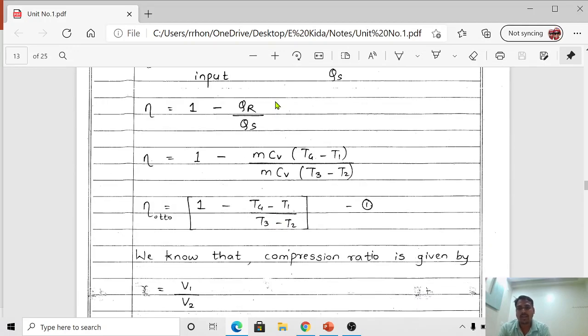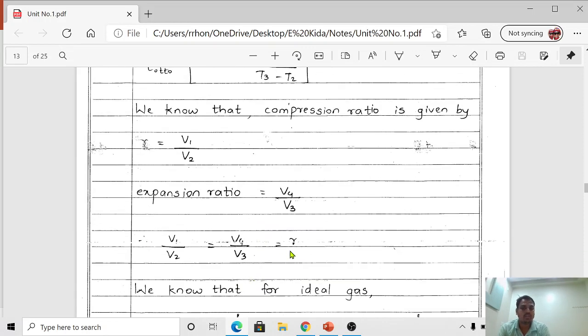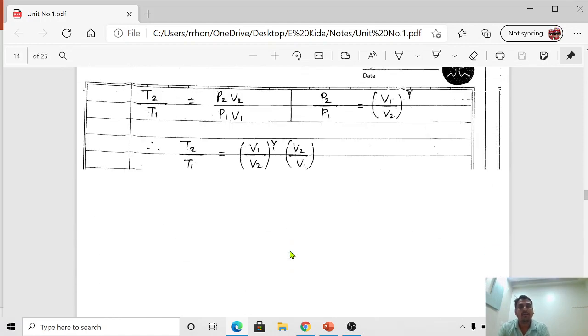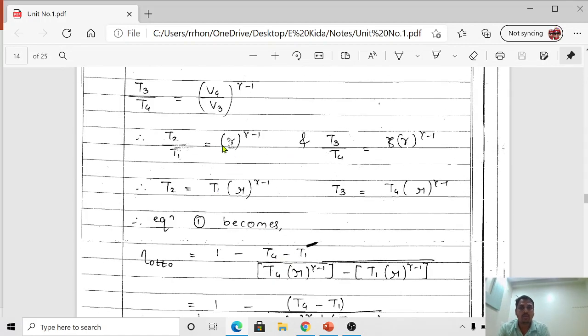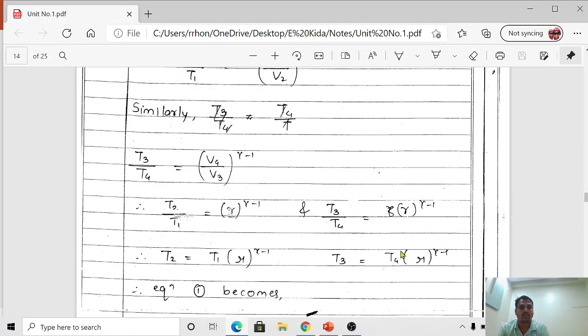Now again see this term, V1 by V2 is nothing but R, that is the compression ratio, and V4 by V3 is again the expansion ratio. Okay, so put those values over here. V4 by V3 is replaced by R, and similarly V1 by V2 is replaced by R, so that we can write T2 is equal to T1 into R raised to gamma minus 1, and T3 is equal to T4 into R raised to gamma minus 1.